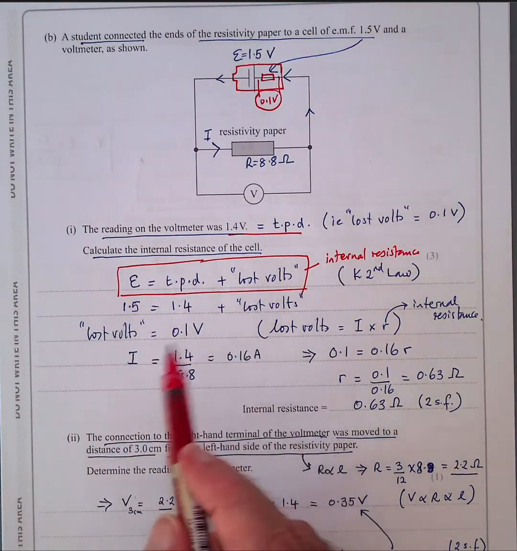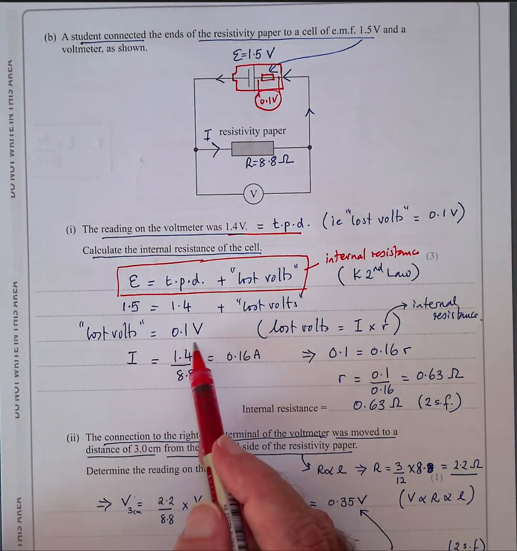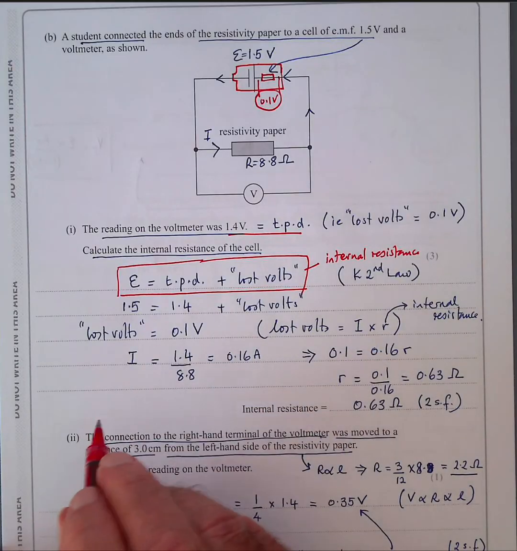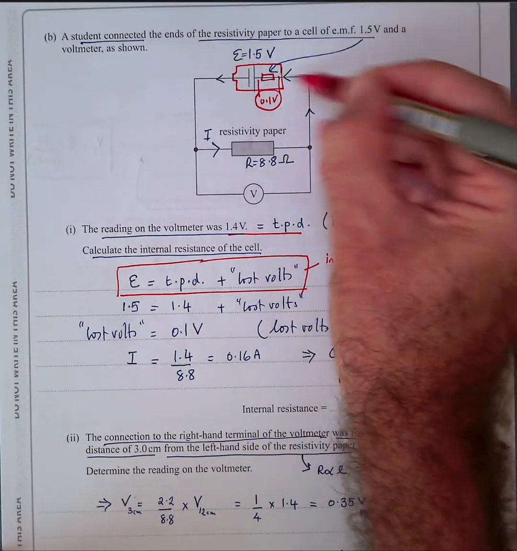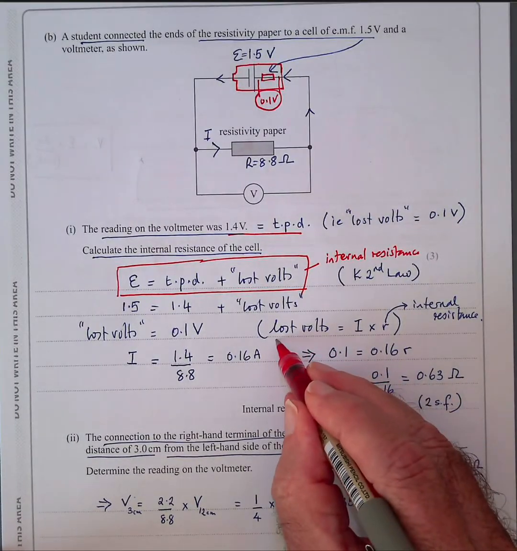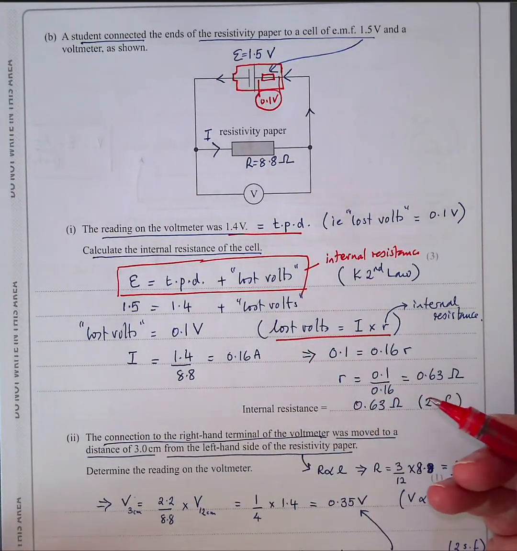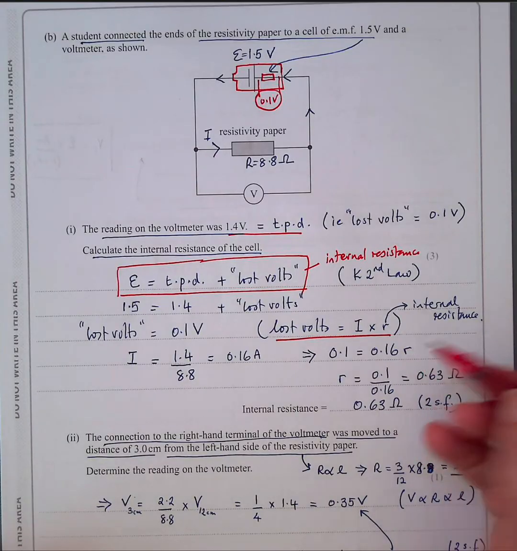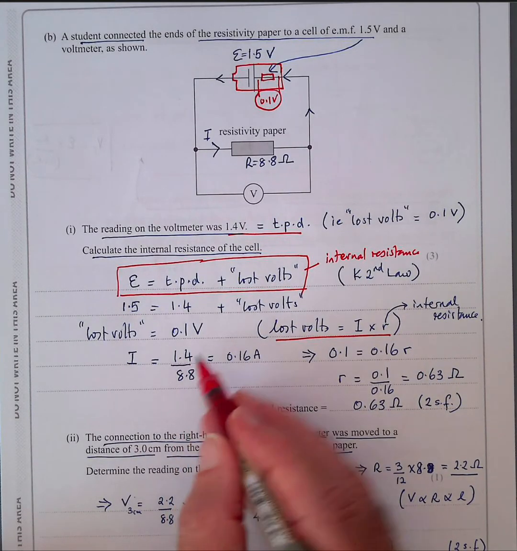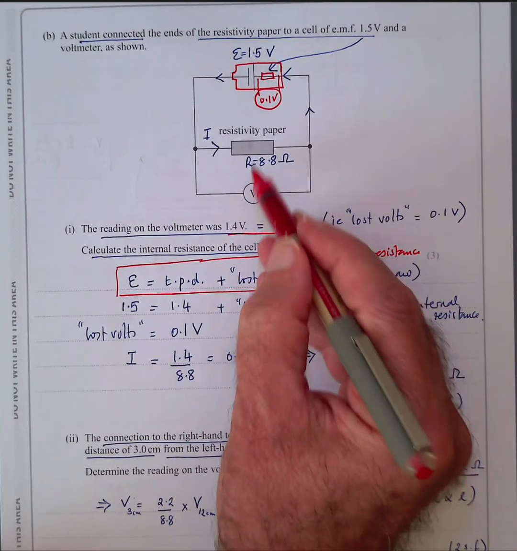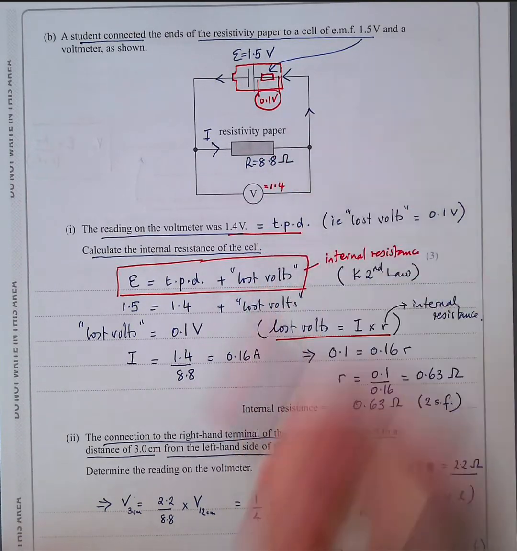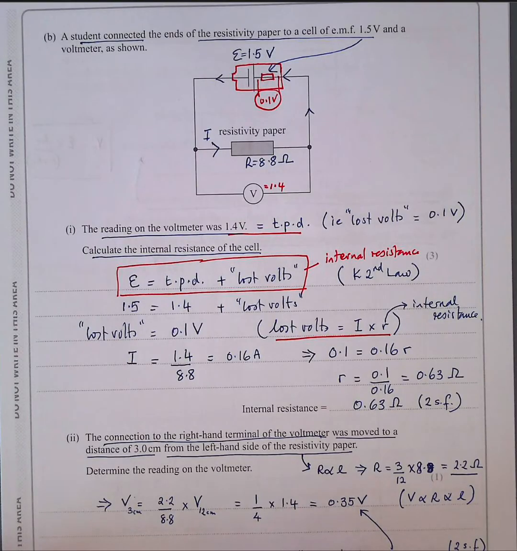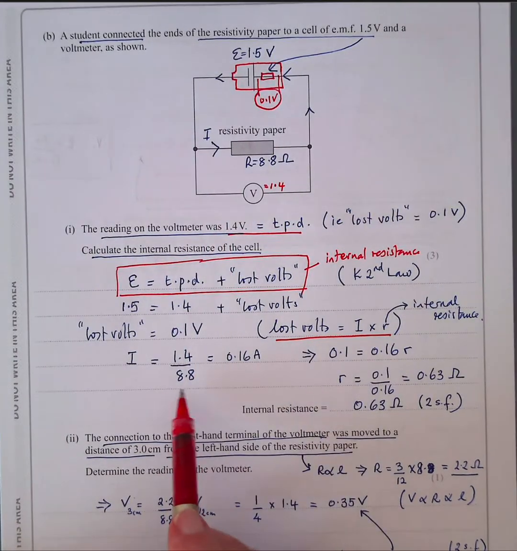So that's what happens to EMF. So the lost volts is 0.1 volts. So they'll probably give you a mark for knowing that. And we know that 0.1 volts, the current, is also going through the internal resistance. So lost volts will be I times little r. But to know I, we know that the external voltage here is 1.4 volts, and we know its resistance from before is 8.8 ohms. So we can work out I here.